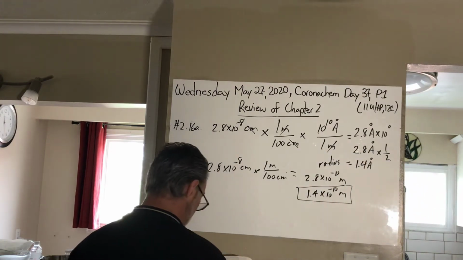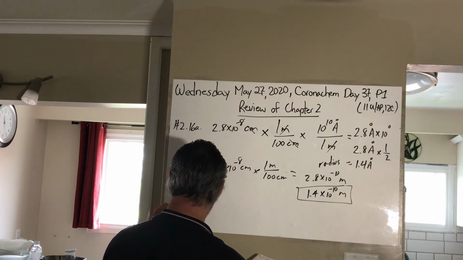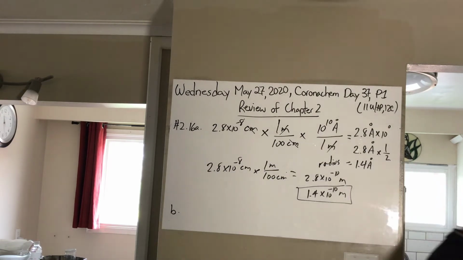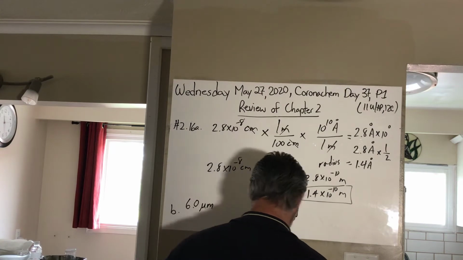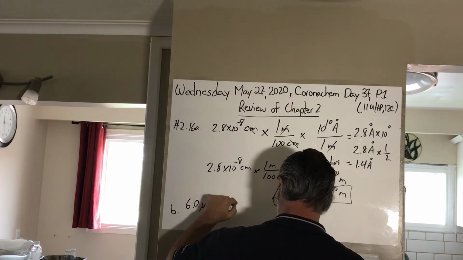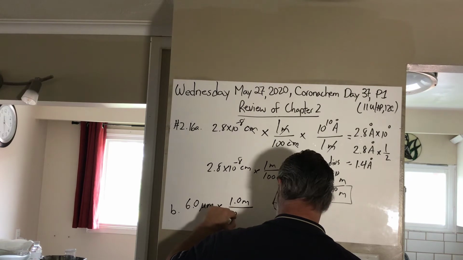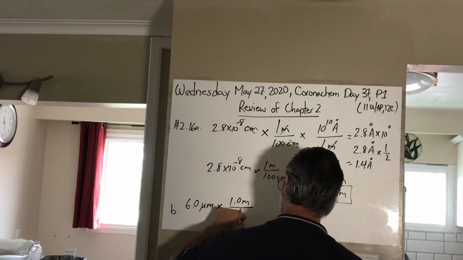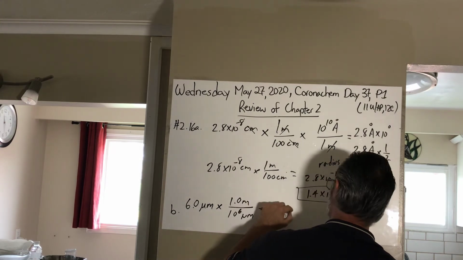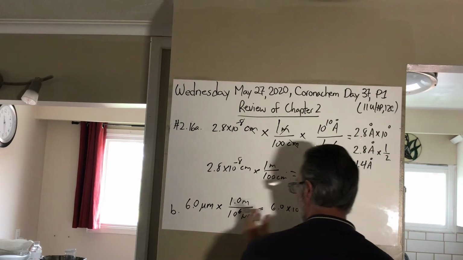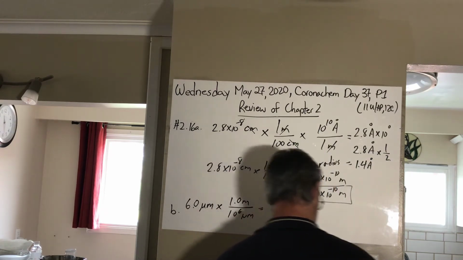In part B, I think we might be able to squeeze it in here, so we'll do that here. Part B, just to reiterate, it says how many tin atoms would have to be placed side by side to span a distance of 6.0 micrometers. So 6.0 micrometers times 1 meter per 10 to the 6 micrometers equals 6.0 times 10 to the negative 6 meters. I'm just putting that upstairs, so 6 times 10 to the minus 6.